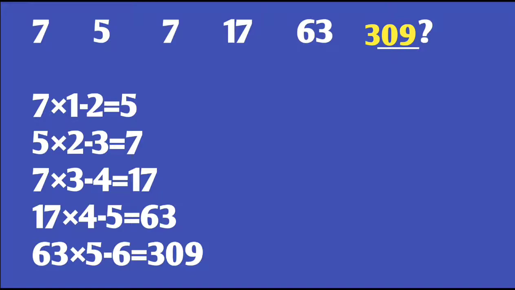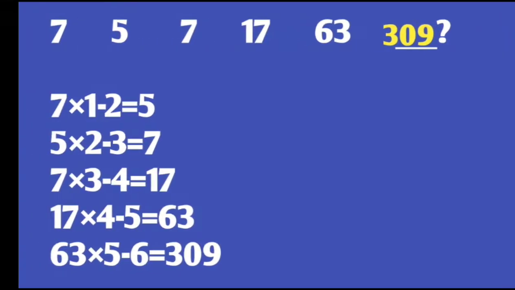So guys, you can observe the multipliers are going like this: 1, 2, 3, 4, and the subtractions like this: 2, 3, 4, 5. And the next terms will become 5 and 6. So if you multiply 63 with 5 and subtract 6, you will get the missing number. That's it.